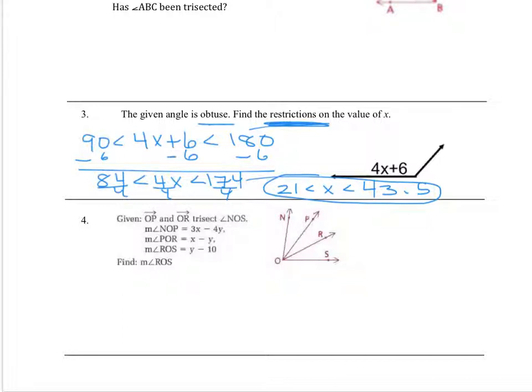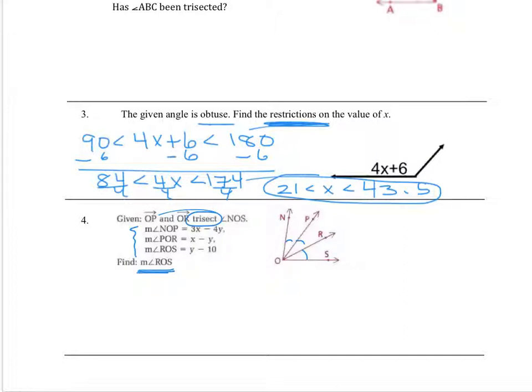Again, number 4 is not all that tricky. It's just you guys have to start getting used to using the information that's given to set up equations in order to answer the questions. So we're given that these rays trisect NOS, so we know that these 3 angles are all congruent. Okay, and we're also given some expressions for the angle measures of those 3 angles. And in the end, we want to know what is the measure of ROS. Like, that's now as a number.